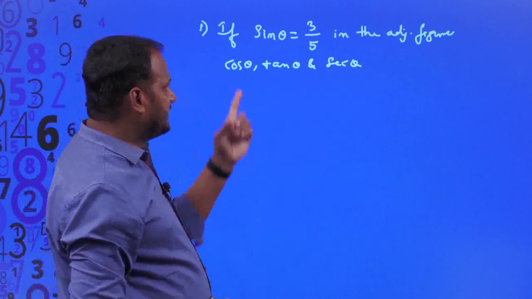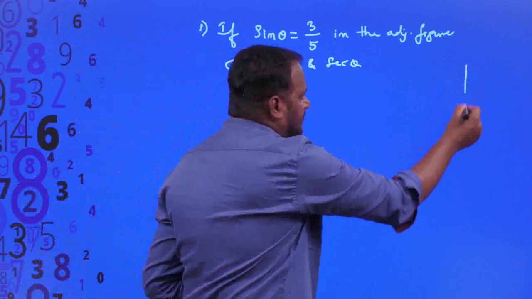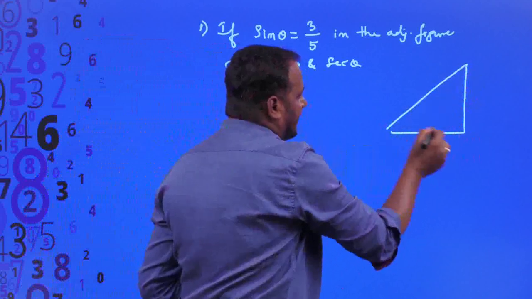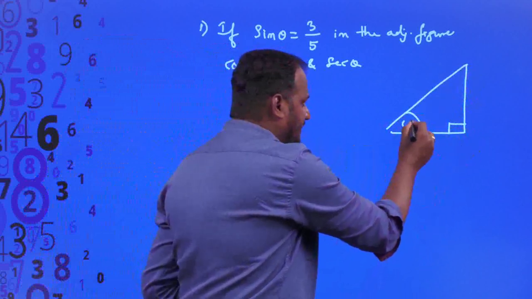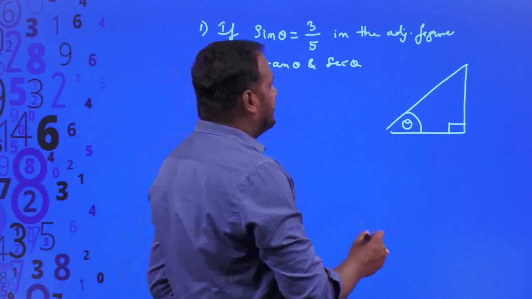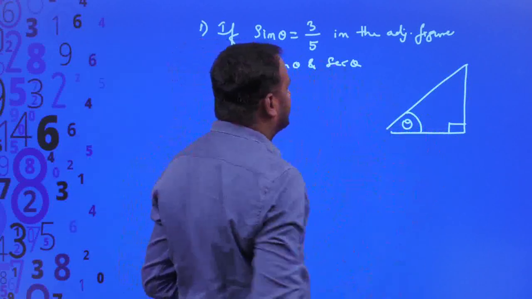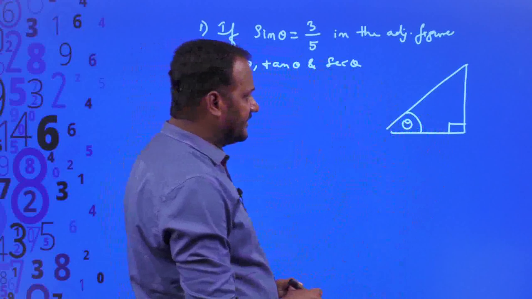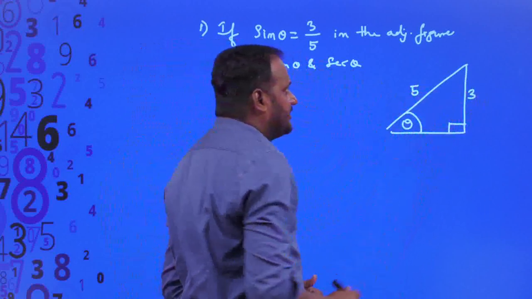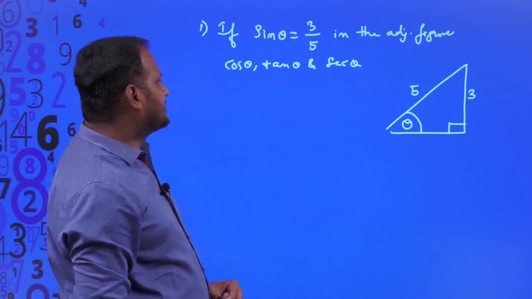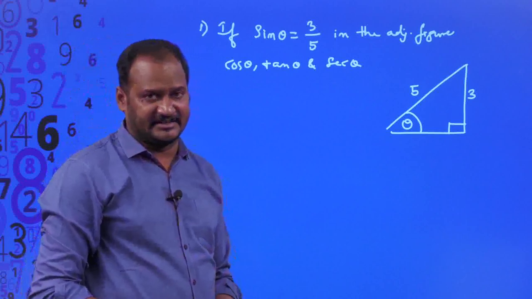How is this possible? Yes, a figure should be given, right? So, this is a triangle given, moreover this is a right angle and theta is given over here. Sin theta is given as 3 divided by 5 in the adjacent figure. So, I can say that this is 3 and this is 5. Then you will have to find cos theta, tan theta as well as secant theta.